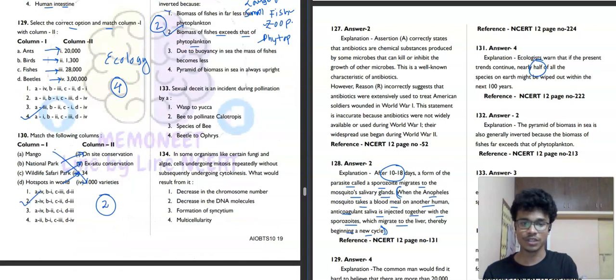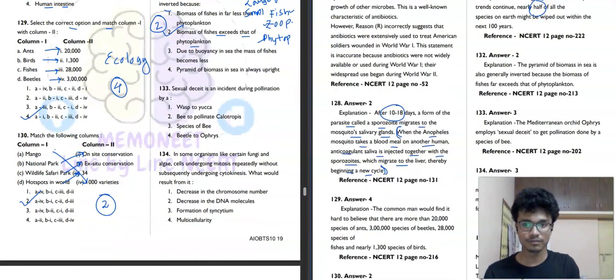Moving towards the next question, 130. It is saying that sexual deceit is an incident during pollination by a wasp to yucca, bee to pollinate calotropis, species of bee, beetle to ophrys. Basically the Mediterranean orchid Ophrys employs sexual deceit to get pollination done by a species of bee. The third option will be our correct answer for this question.